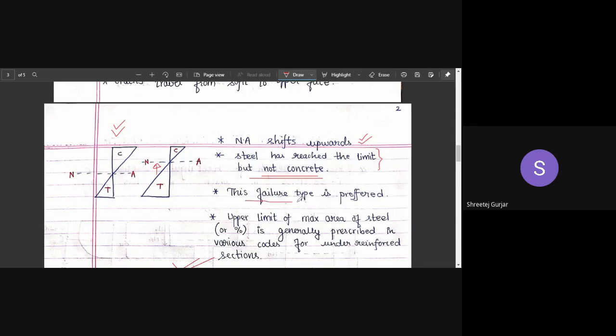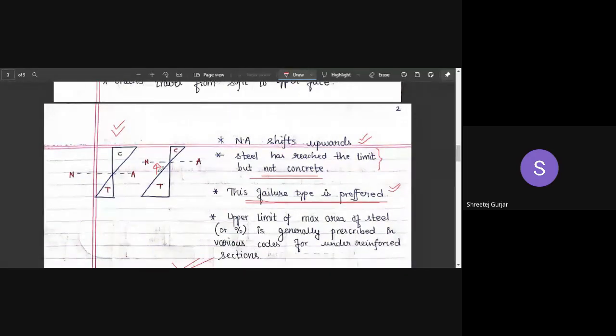This type of failure is preferred. This is very important. This type of failure, we prefer. Engineers design the beam in such a way that it is under reinforced, so that during failure it gives enough warning.